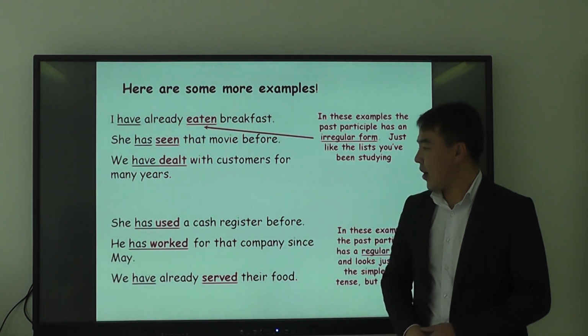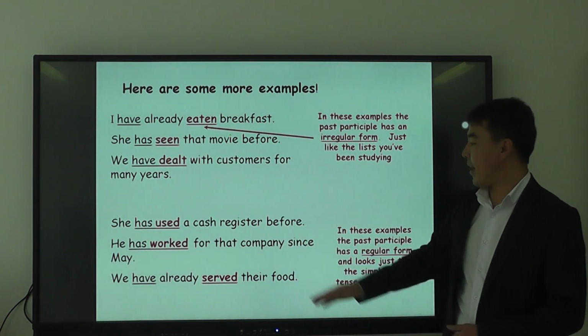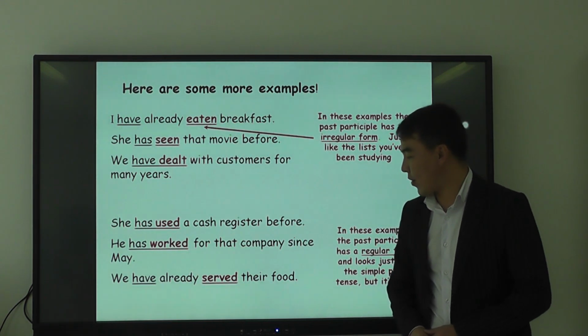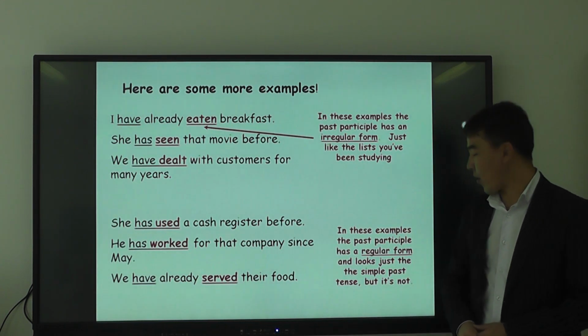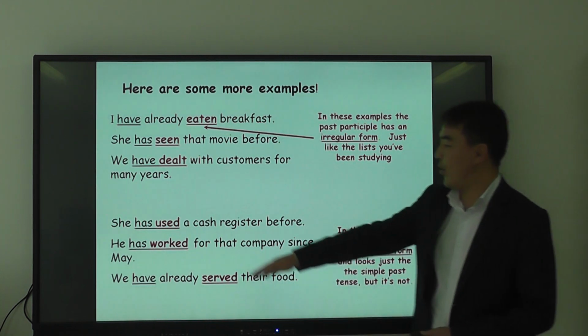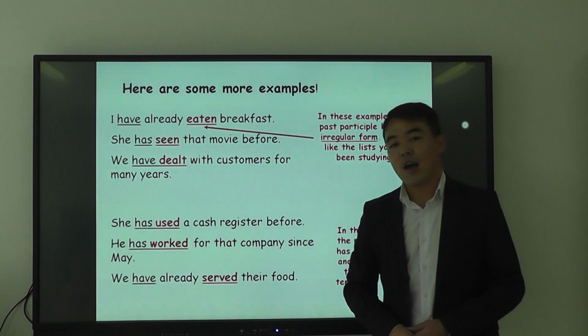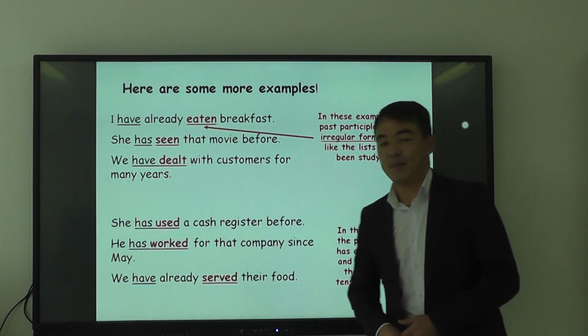Now the next. She has used a cash register before. He has worked for that company since May. We have already served their food. In these examples, the past participle has a regular form and it looks just like the simple past tense, but it is not. Used, worked, and served here are regular forms. Why? Because afterward it will be just the -ed suffix.